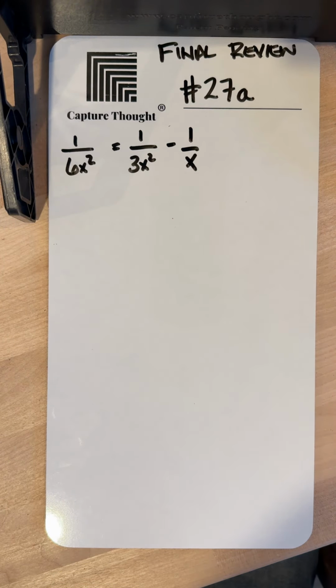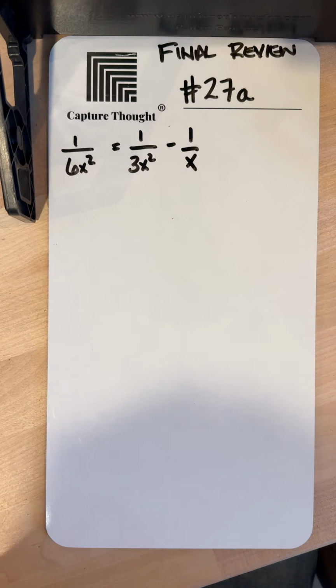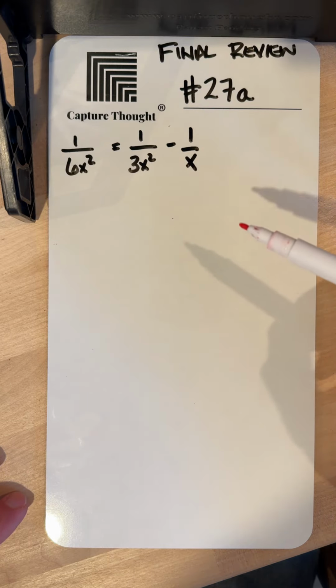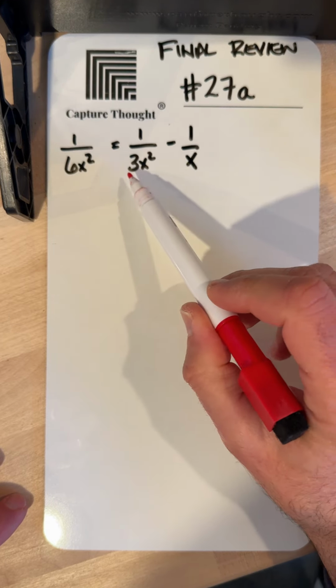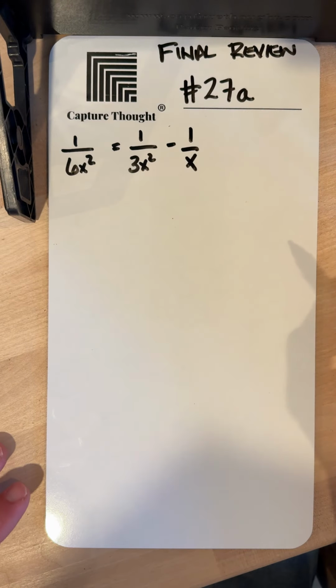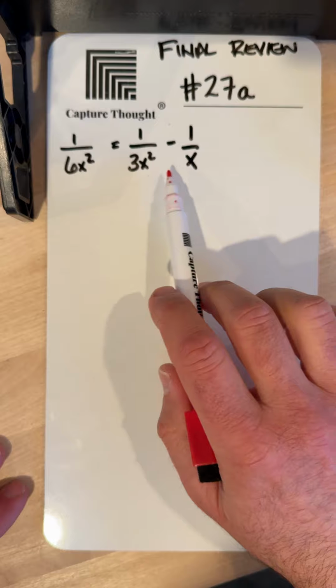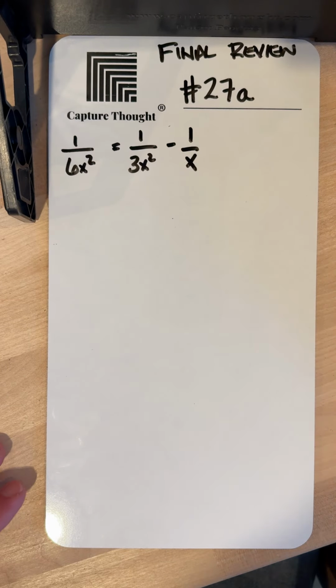So on number 27a, it's asking us to solve this rational equation, and it wants us to check for extraneous solutions. So the first thing you want to do is look at the denominator for each of these. And so the only solution that we cannot have is 0, because 0 is the only number that when I plug back into each of these would give me a 0 in the denominator. Of course, we can't divide by 0.